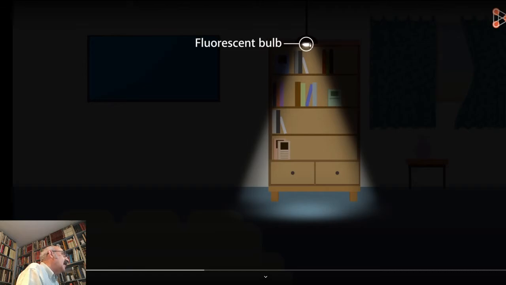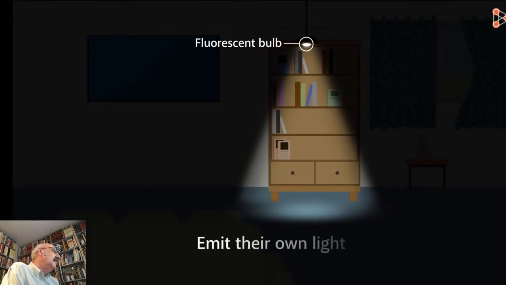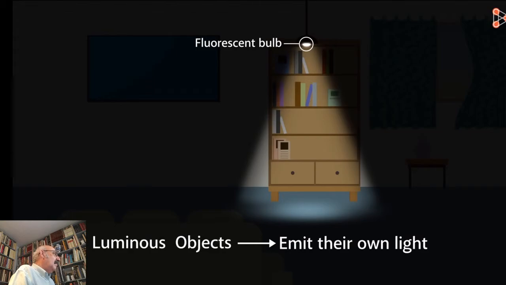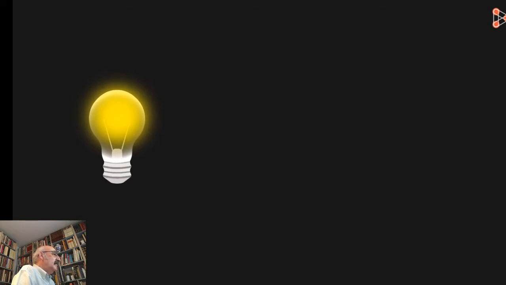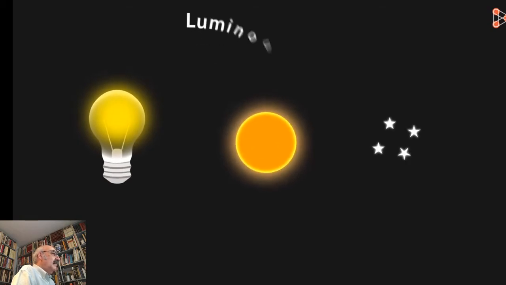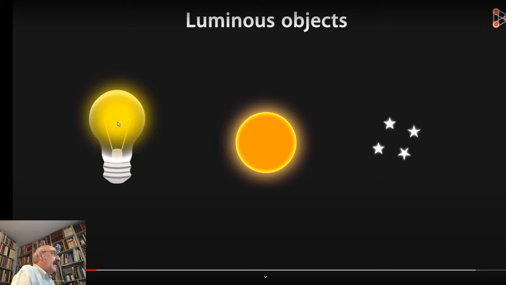This is not a natural source of light, but thanks to it, we can see the rest of the objects in this room. This bulb is emitting its own light. The objects which emit their own light are called luminous objects. Can you give me any other examples? Incandescent light bulbs, the sun, and the stars are also luminous objects. They are luminous because they can produce their own light.